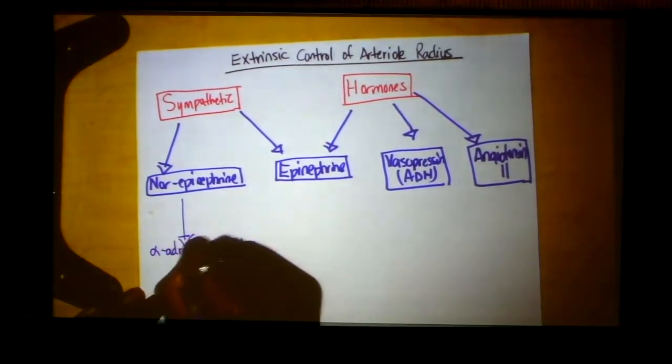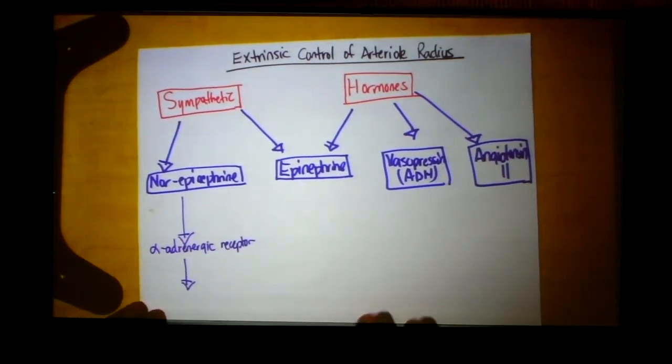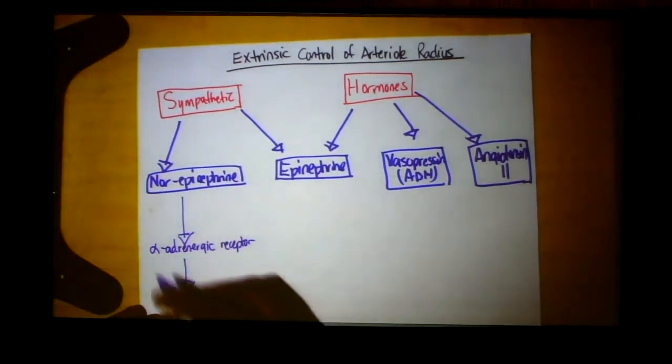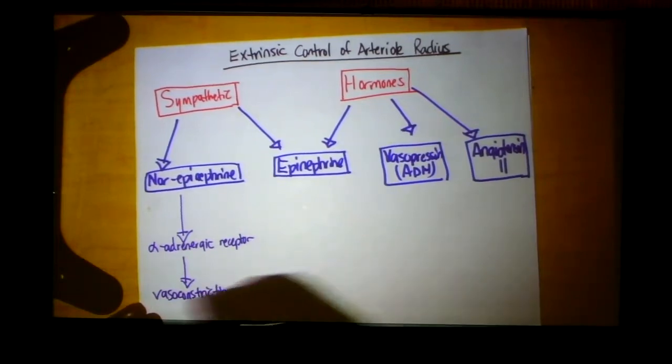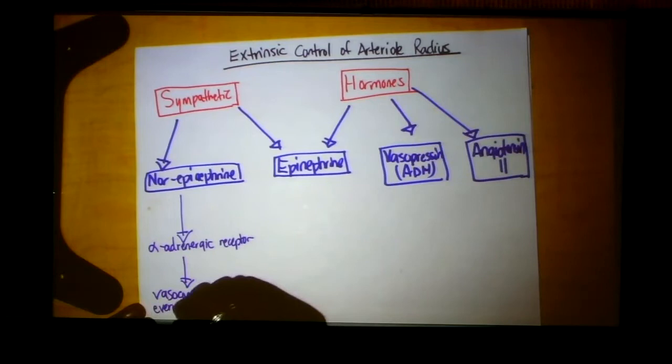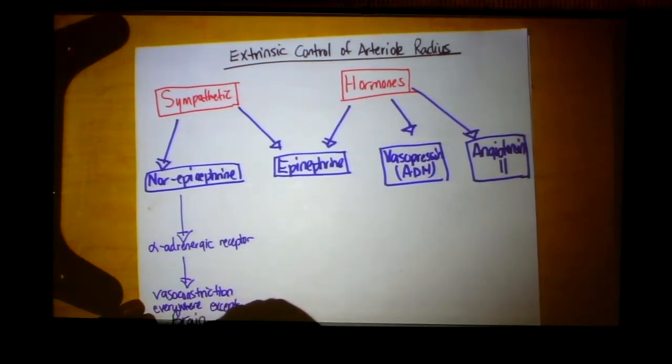And the most common response that we see on most of our tissues after norepinephrine binds to adrenergic receptors is vasoconstriction. And this happens everywhere except the brain. And we kind of talked about how the brain is exempt from this rule of shunting blood left and right because we're continually relying on oxygenation of our brain.